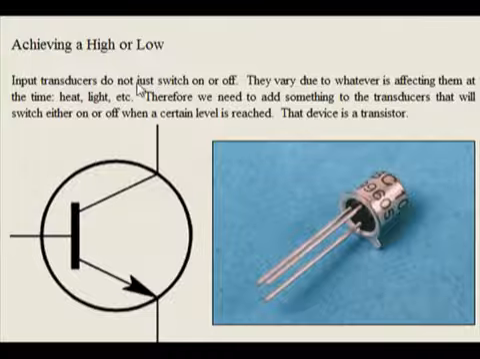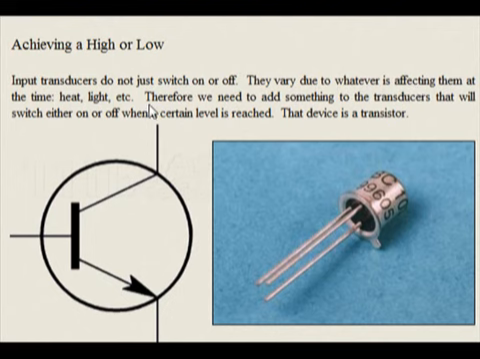Input transducers do not just switch on or off. They vary due to whatever is affecting them at the time, heat, light, etc. Therefore, we need to add something to the transducers that will switch either on or off when a certain level is reached. That device is a transistor.